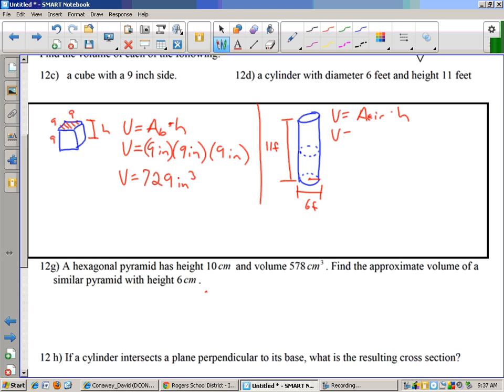Yes, it's pi r squared. And what is our radius in this case? If the diameter is 6 foot, then the radius is 3 feet. And the height is 11 feet. Multiply all this out, and I'm going to get 9 times 11, which is 99 pi square feet.